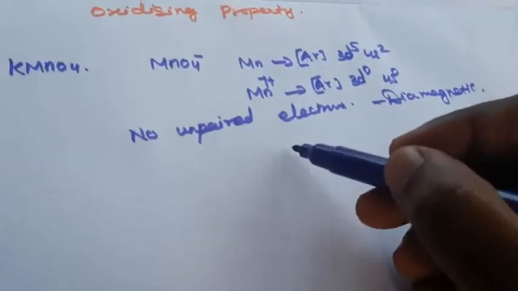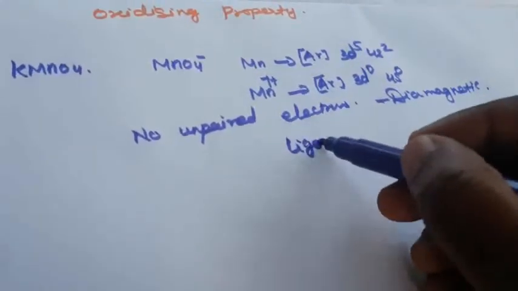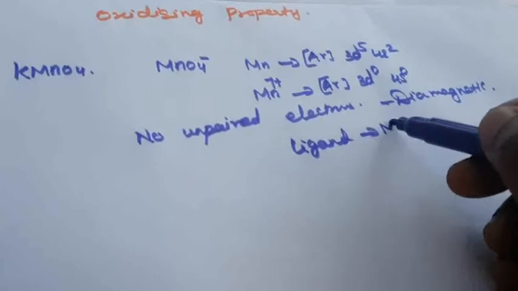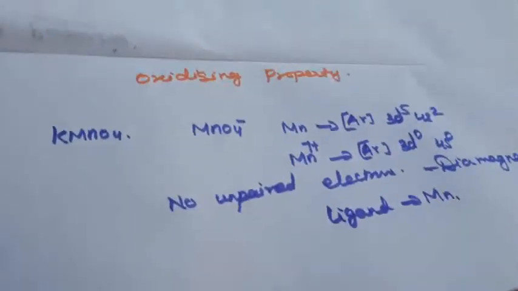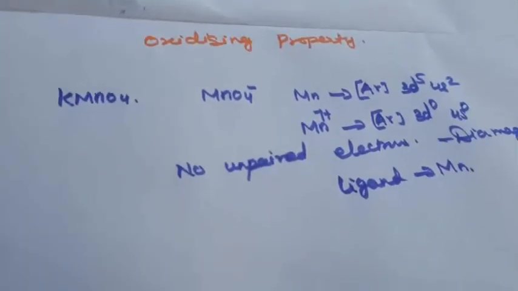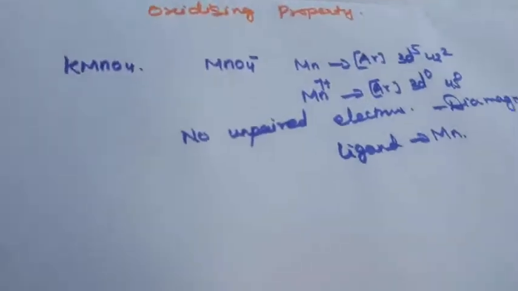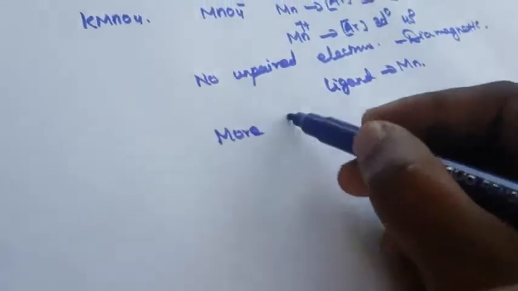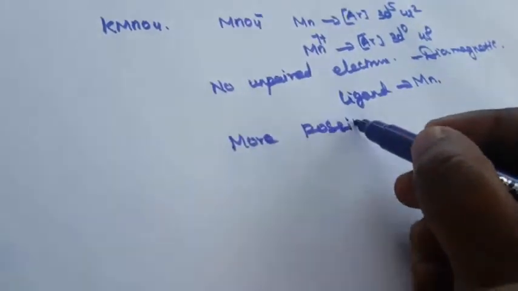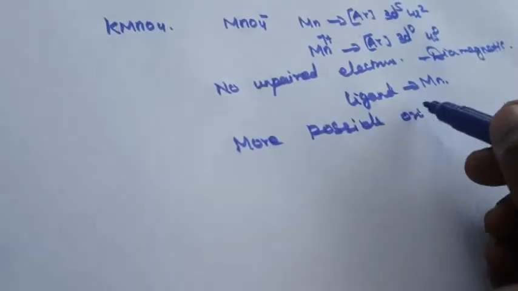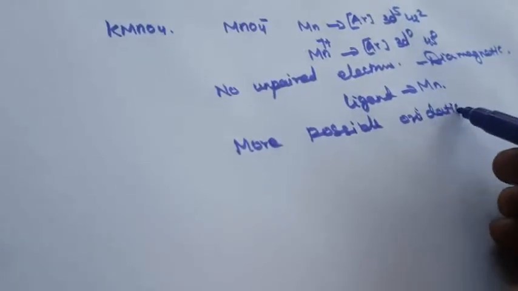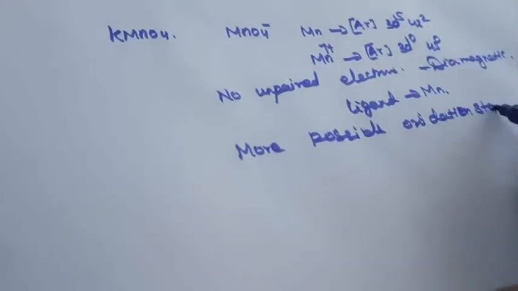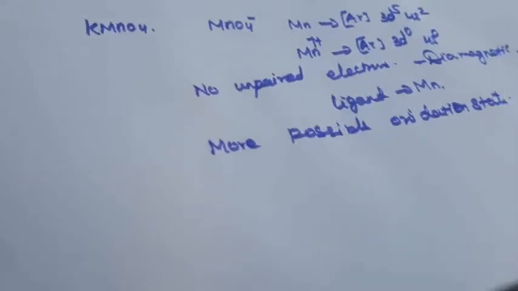So that is the charge, the ligand is donated to the manganese ion. So the charge transfer transition takes place. So more oxidation states are possible. Manganese contains more possible oxidation states. How will it be calculated? How is it possible?